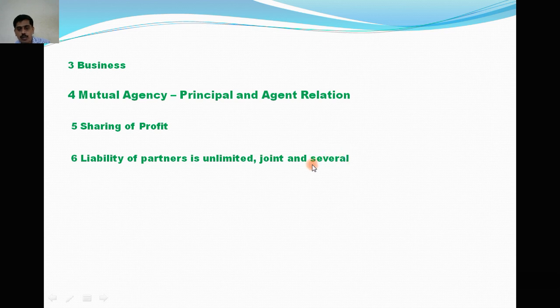Sometimes if any one of the partners is not in a position to pay or is not at all available, then other partners should pay the entire debts of the firm, including that third partner's. Or if one partner has become insolvent, his share of liability should also be borne by the remaining partners. Okay, these are some of the features of partnership.